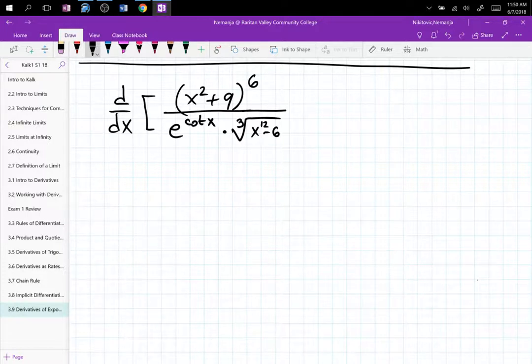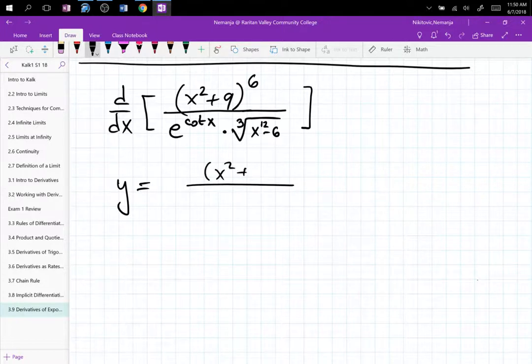Let's unleash the procedure. We start with y equals, leave some space to fit in log. We have (x squared plus 9) to the 6th power. Then we have e to the cotangent x, very good contribution, I like it, times cube root of x to the 12 minus 6.